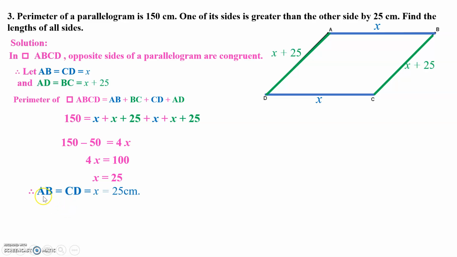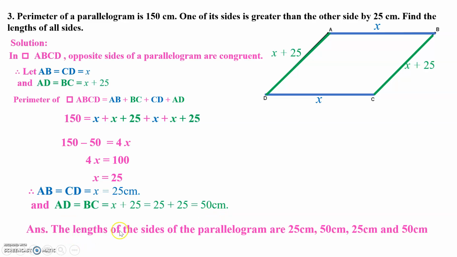So let us write, therefore AB will be equal to CD equal to x equal to 25 centimeters. Similarly, we will write AD is equal to BC equal to x plus 25 equal to 25 plus 25 equal to 50 centimeters. So let's write the final answer. The lengths of the sides of the parallelogram are 25 centimeters, 50 centimeters, 25 centimeters and 50 centimeters. Hope the solution is clear.